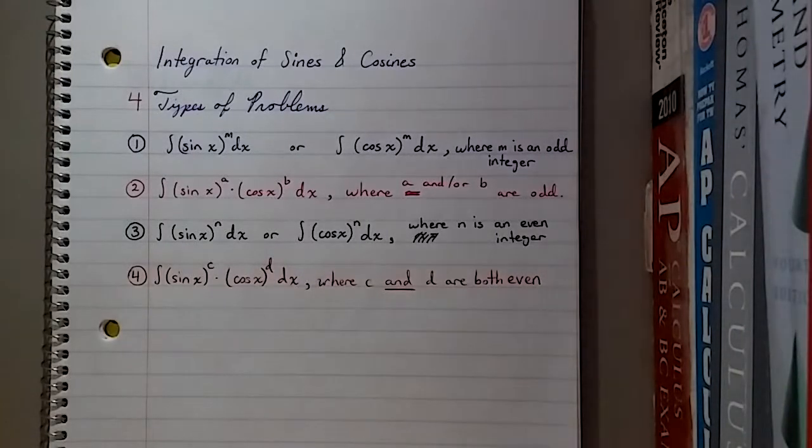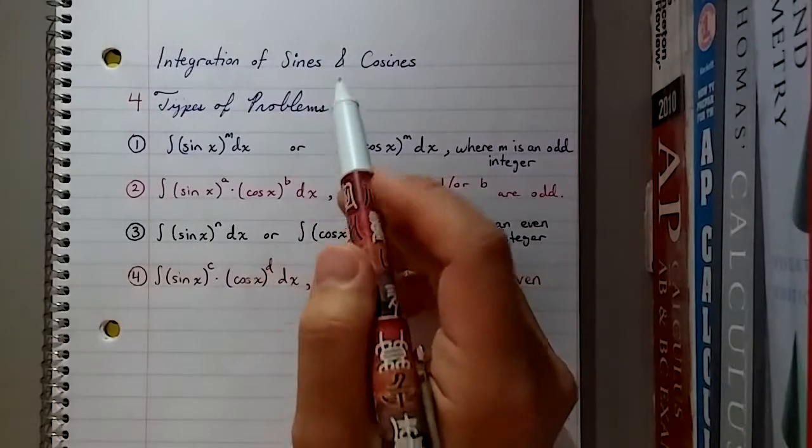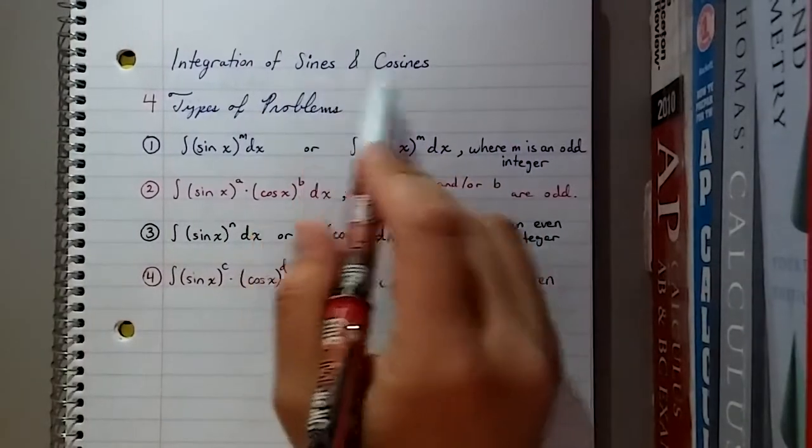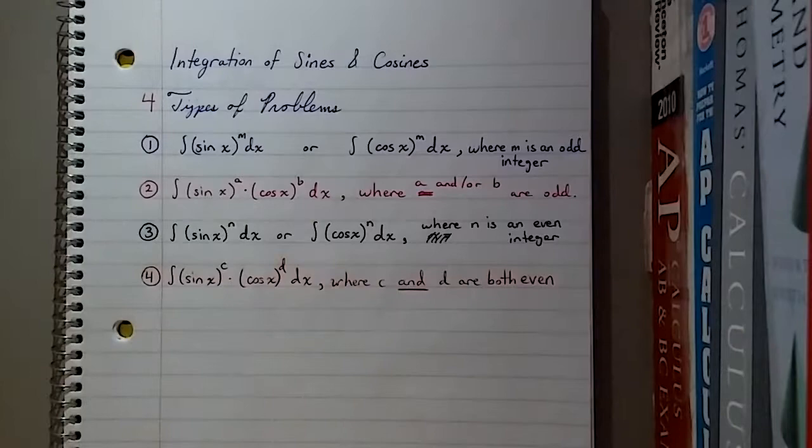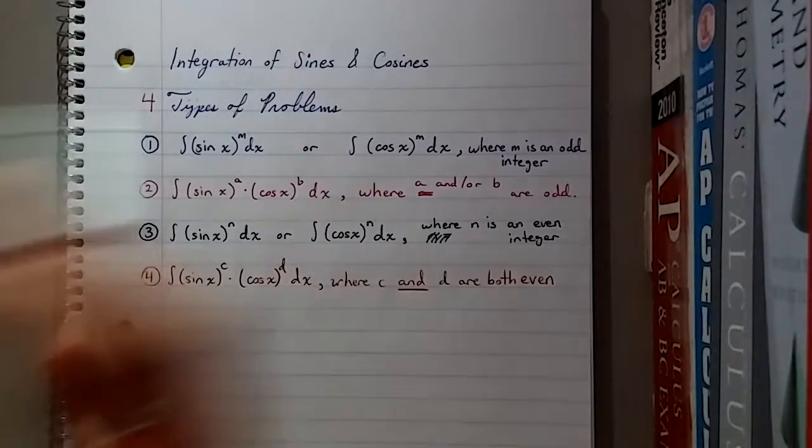Okay, so integrating sine and cosine. Integrating sine and cosine is pretty easy. Integration of sine is negative cosine. Integration of cosine is just sine plus c.